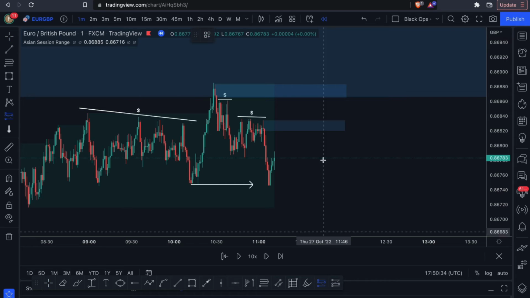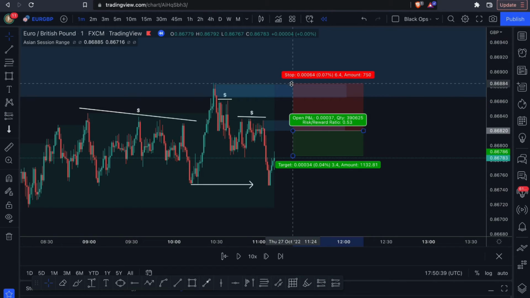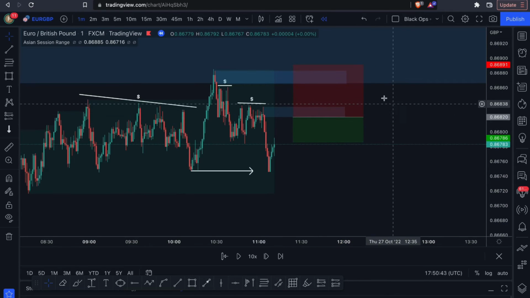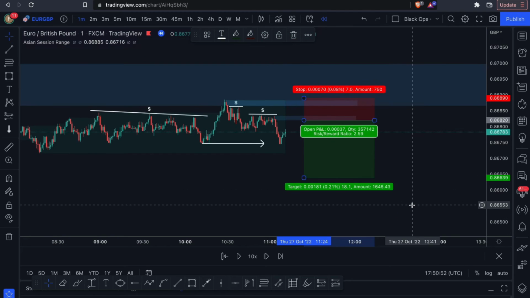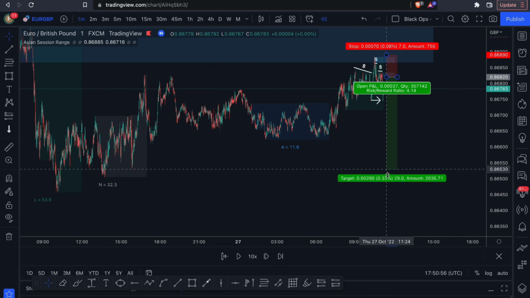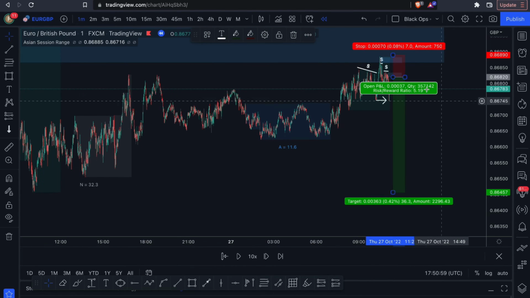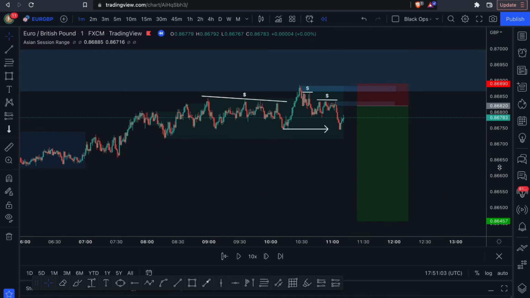So what we're going to do in this case is set our entry here and our stop above, because this is 6.5 and about 7 pips is a decent stop loss for a trade of this magnitude. And then we're going to target this low over here. So let's push it down, and you can see we get basically a 5.2 risk to reward trade.